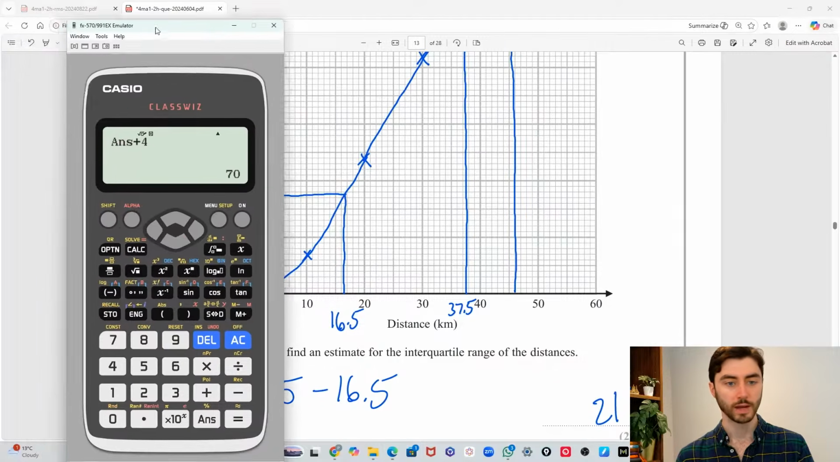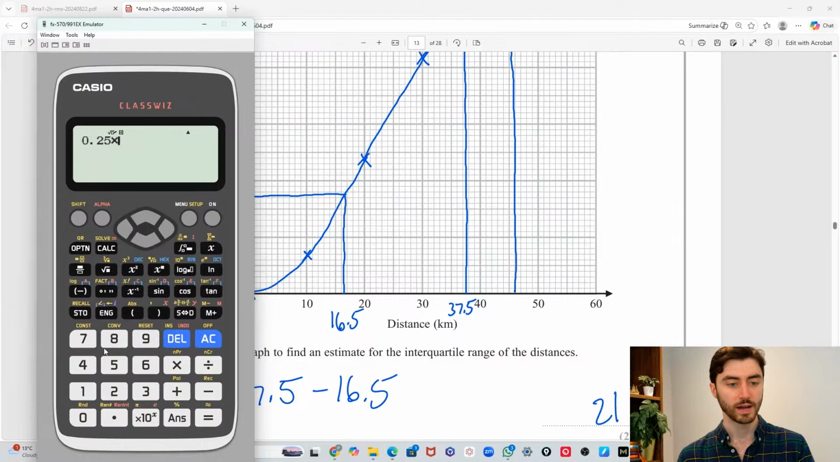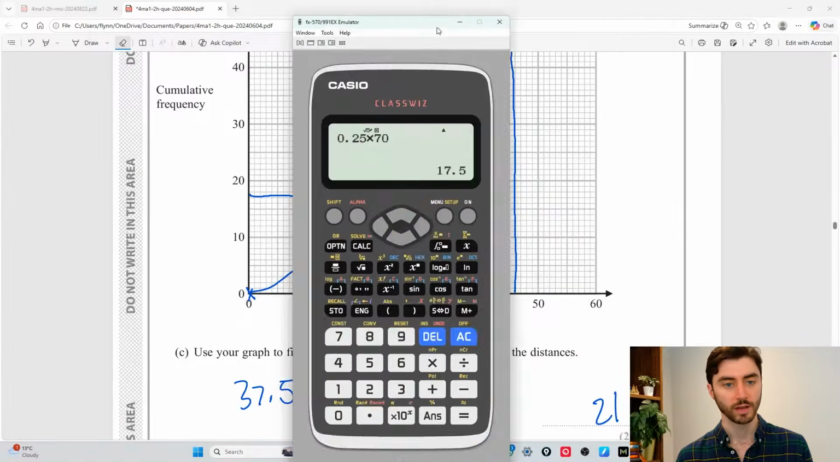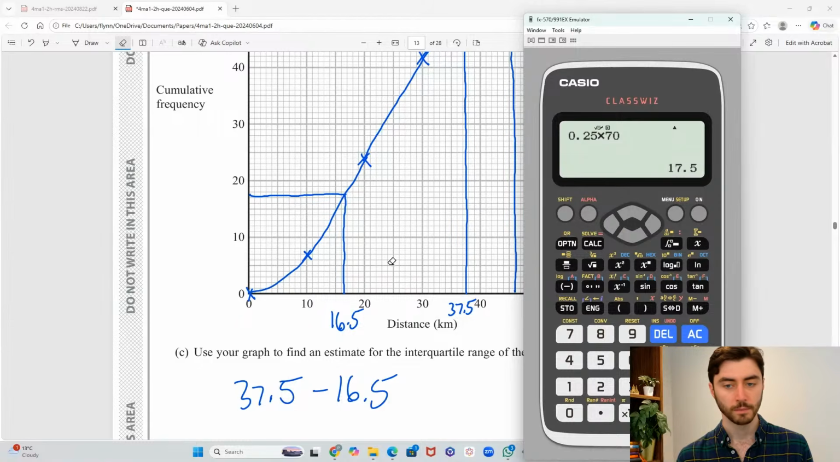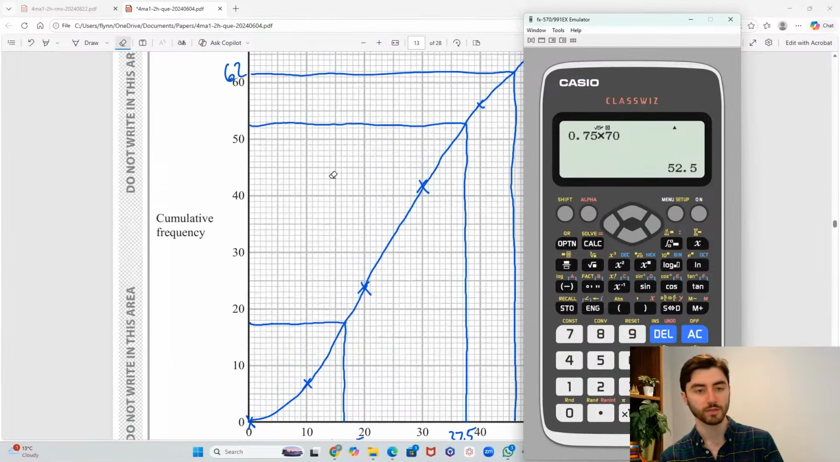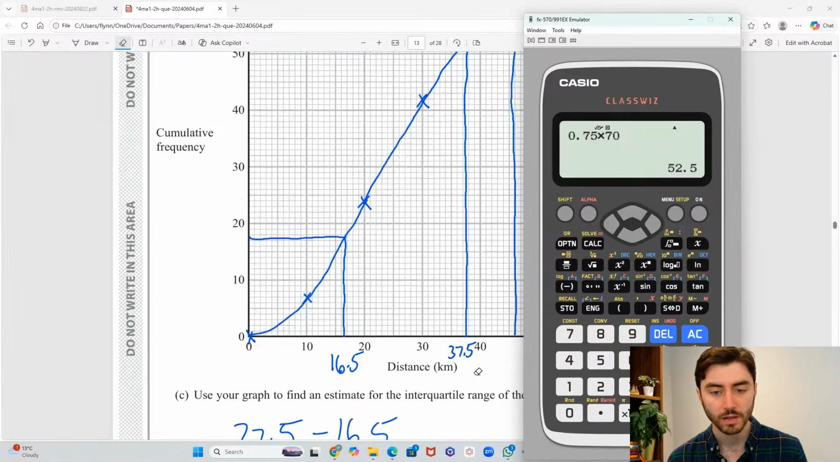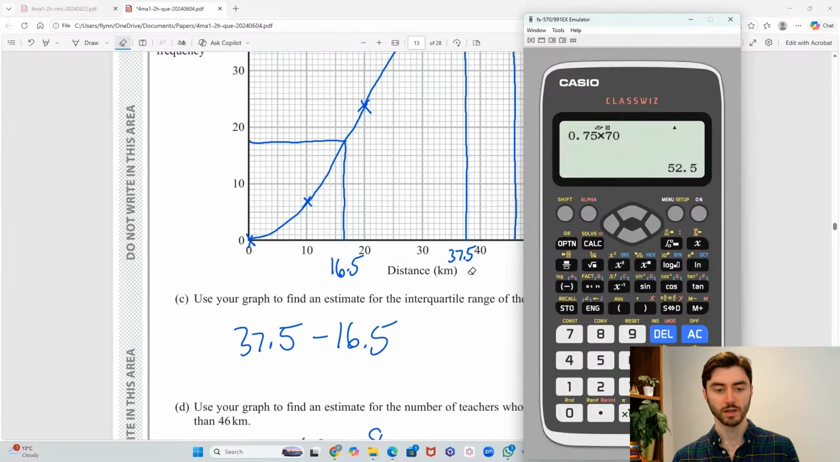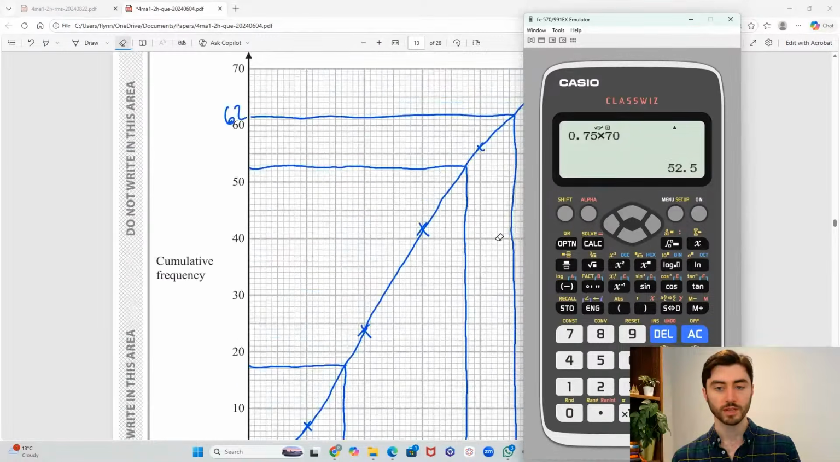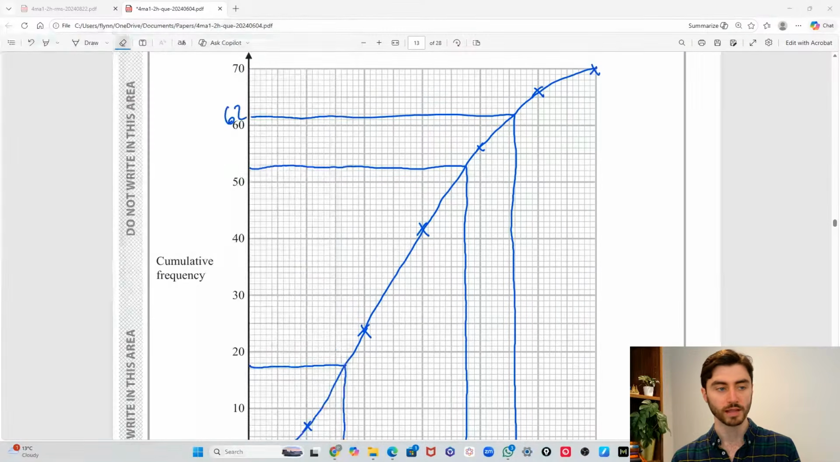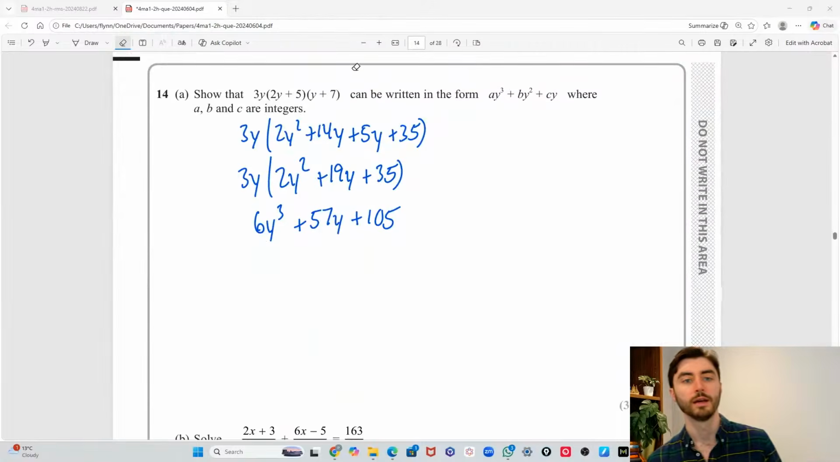Interquartile range, the way I did that, 0.25 times 70 gives me the lower quartile position, 17.5, which is what I found. 3/4 of the way through the 70 gave me my upper quartile position of 52.5, which I found. And I found these correctly, and that range is 21. And from 46, I do believe that is 62, which means 8 people did more than that. So I'm happy with this, and I can move on.